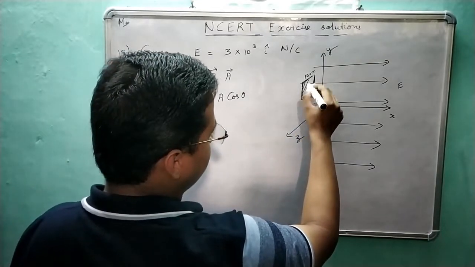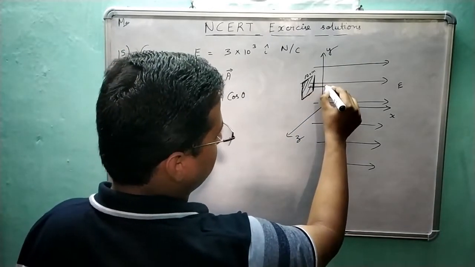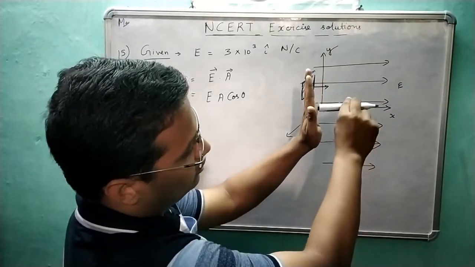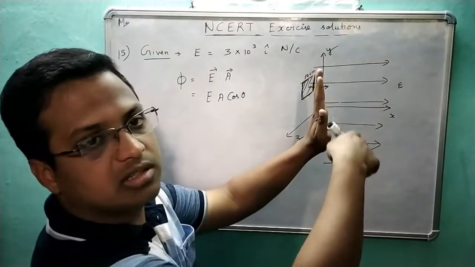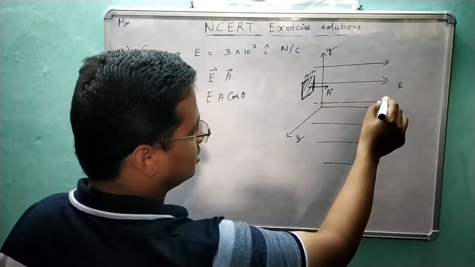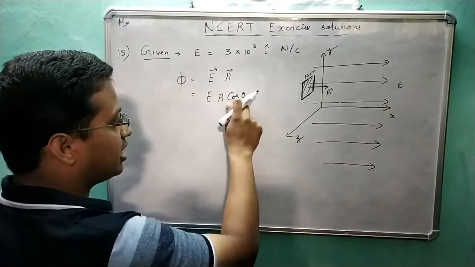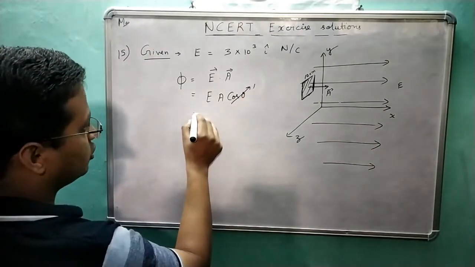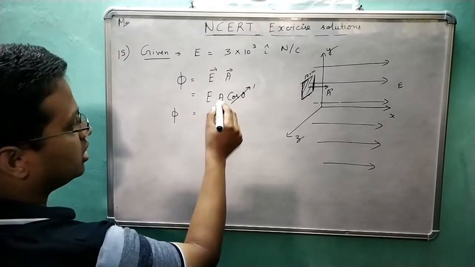If this is the area, the area vector will be towards the x-axis. So if you have a sheet like this, the area vector is perpendicular to that area. So the direction of E vector and A vector is the same, so we can say that theta is 0. If theta is 0, cos 0 is 1. So phi equals E into A.